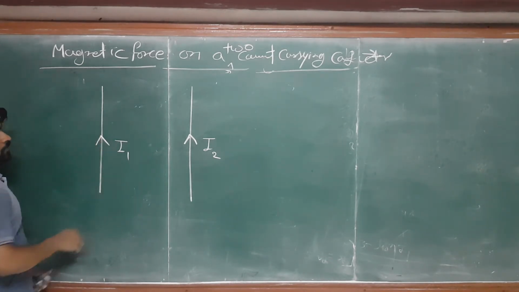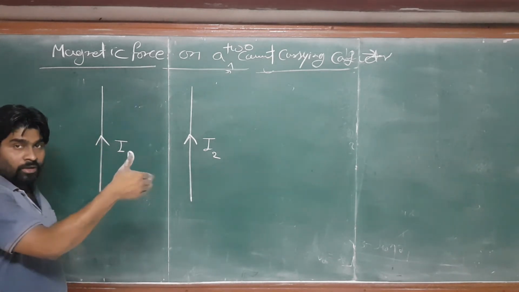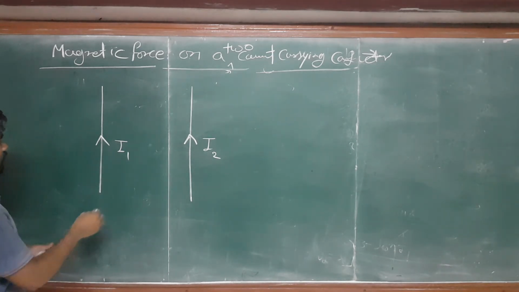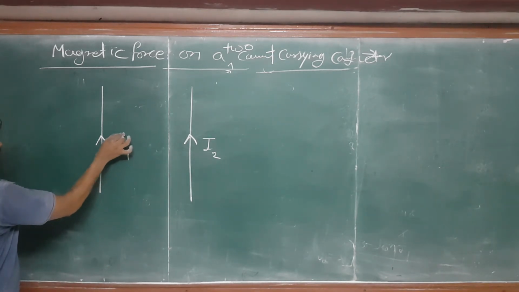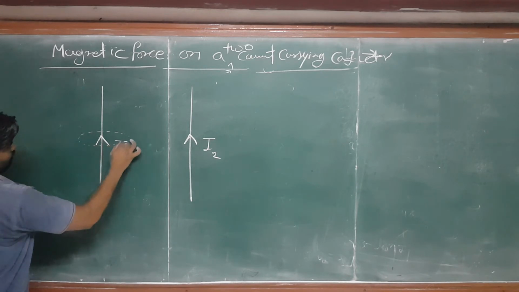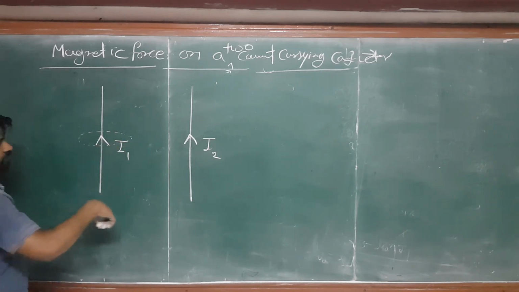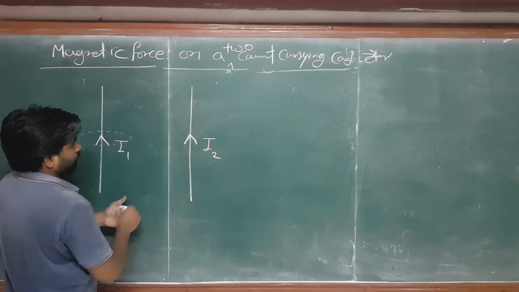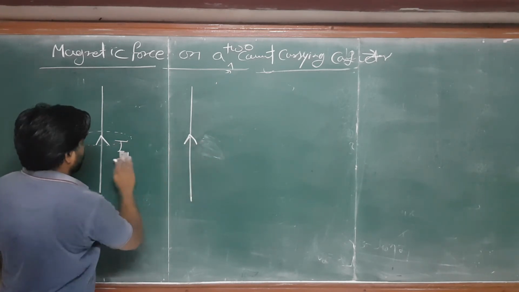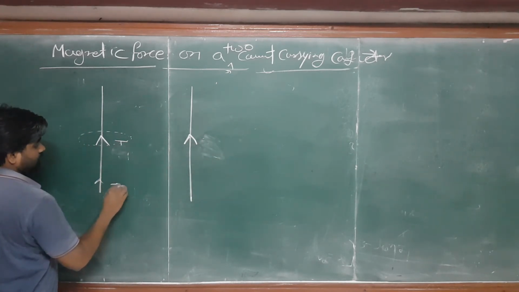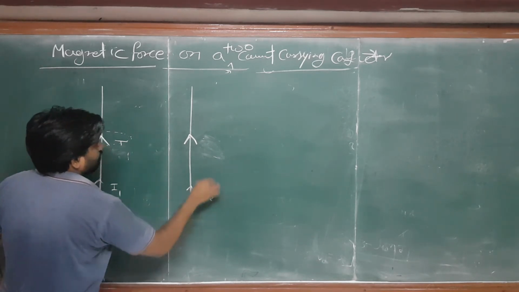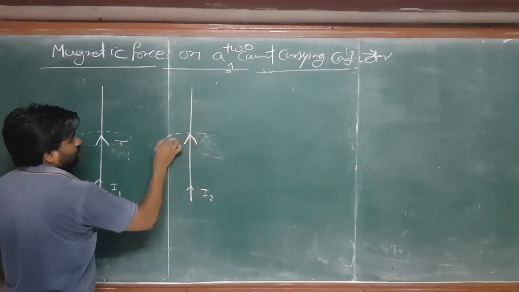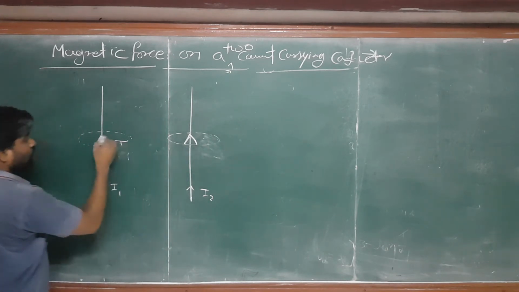If it is going up, then by applying the right hand thumb rule, you can find the direction of magnetic field, and the magnetic field is going like this around the wire, like a dotted line, and it has the same direction as the current going up. So the direction of the magnetic field is like this. So we can write the I2 here, I1 here. You can draw more rings.